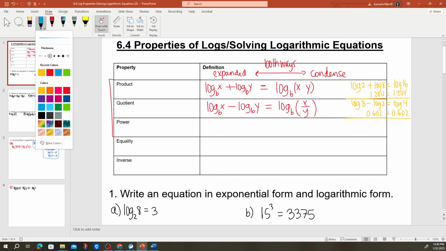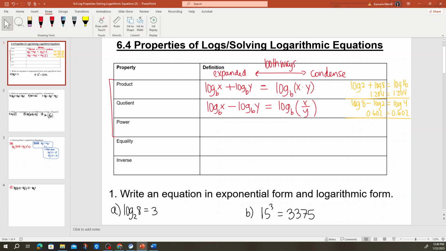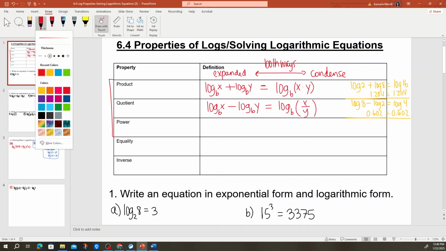It's not jumping to my color I want. I'm not sure why. There it is.